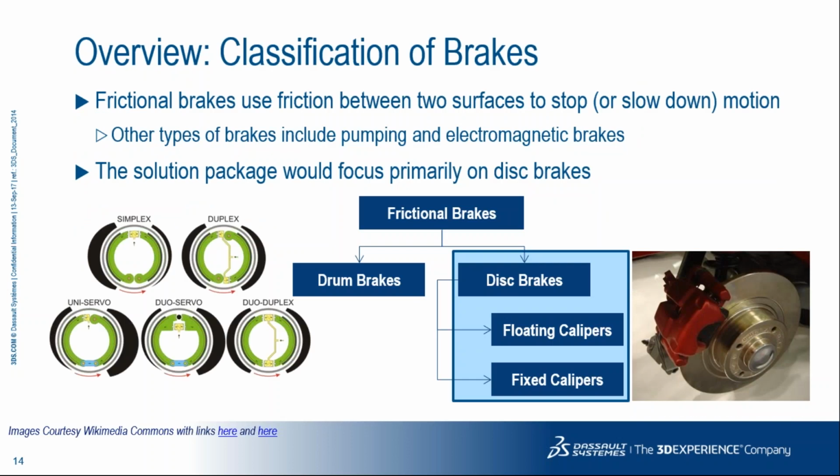First, we will discuss the classification of the brakes, and then we will proceed as I discussed. In this slide, we are discussing frictional brakes, which are the most common types of brakes. As the name says, in frictional brakes the friction between two surfaces is used to stop or slow down the motion. Frictional brakes are classified further into drum brakes and disc brakes. Again, disc brakes are divided into floating caliper and fixed caliper.